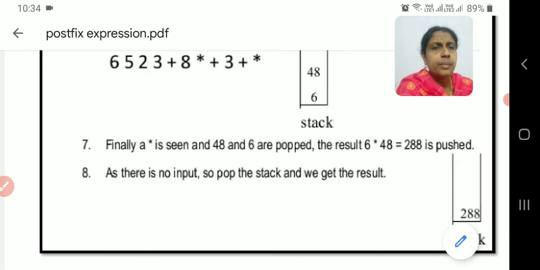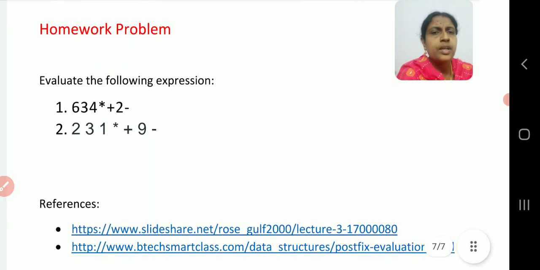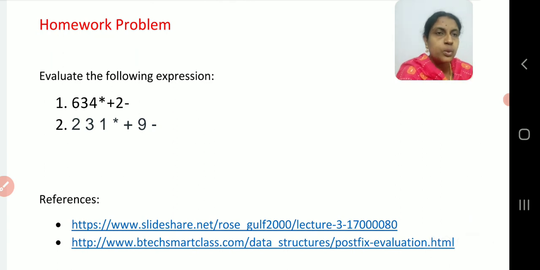Go through it. Based on this exercise, I have given 2 homework problems. Do this and upload it in the classroom app.